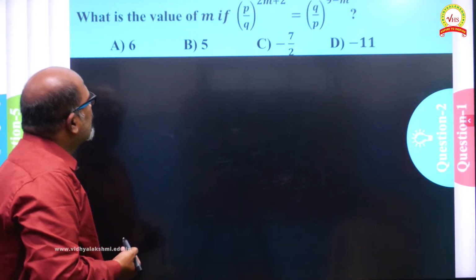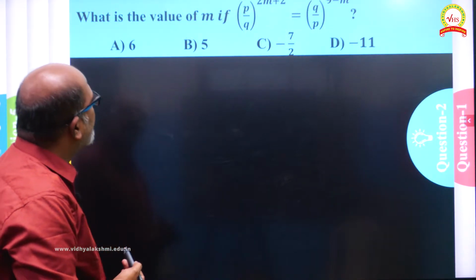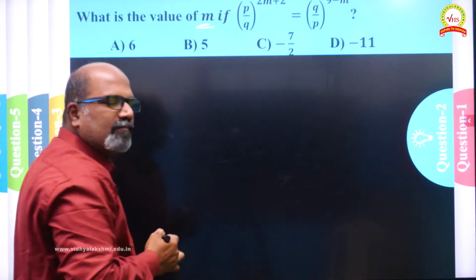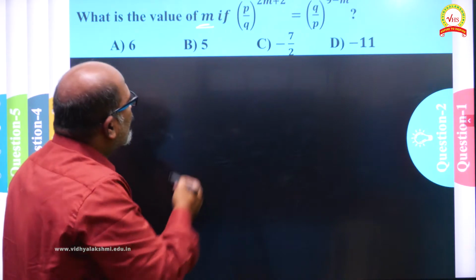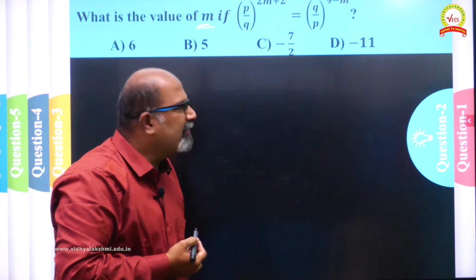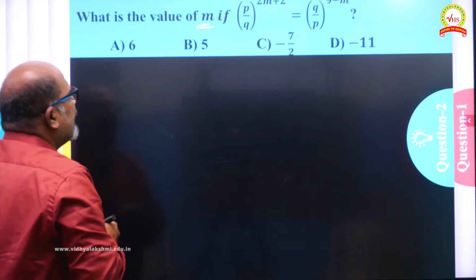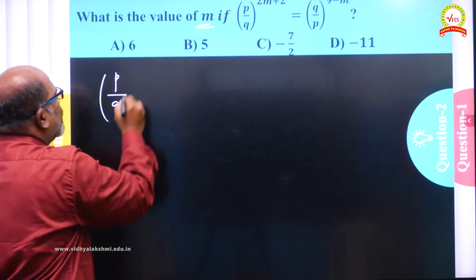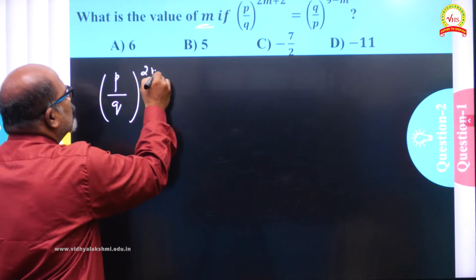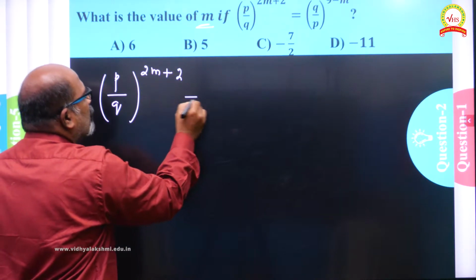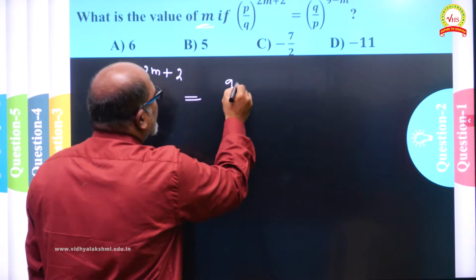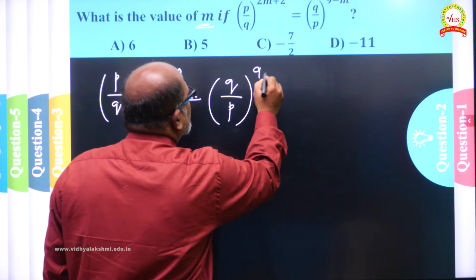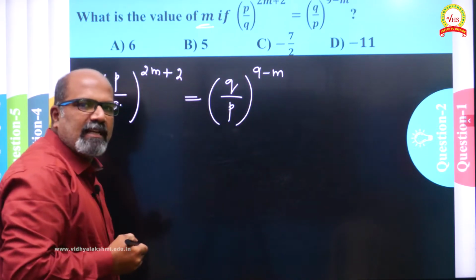Yes, we have here the second question. What is the value of m? We have to find the value of m from the given equation. Let me take the equation first. P divided by q the whole raised to 2m plus 2 is equal to q divided by p the whole raised to 9 minus m. So, this is the given equation.